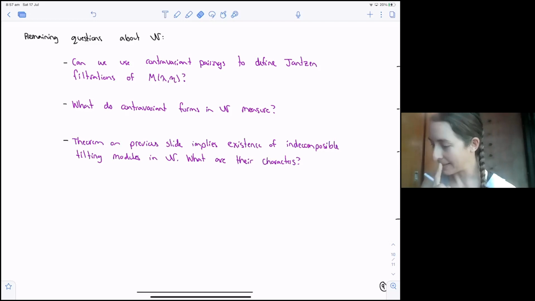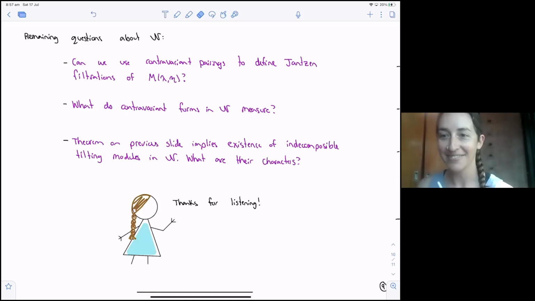And then the last thing is that now that we have a highest weight structure, we can talk about tilting objects, and we can ask about characters of indecomposable tilting modules, and that's a question we'll ask at some point in time. We're not quite sure what the answer is yet. And that's all I have.